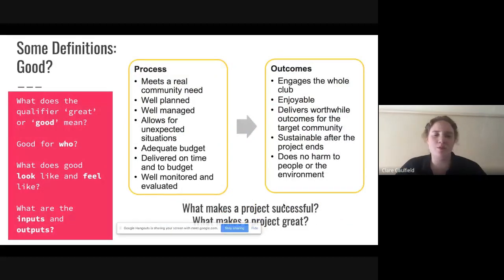And then when we say good projects, well, what does good mean? Good for whom? What does it look like and feel like? And what are the inputs and the outputs? And this is another opportunity for you guys to share in the chat what you think makes a good project.